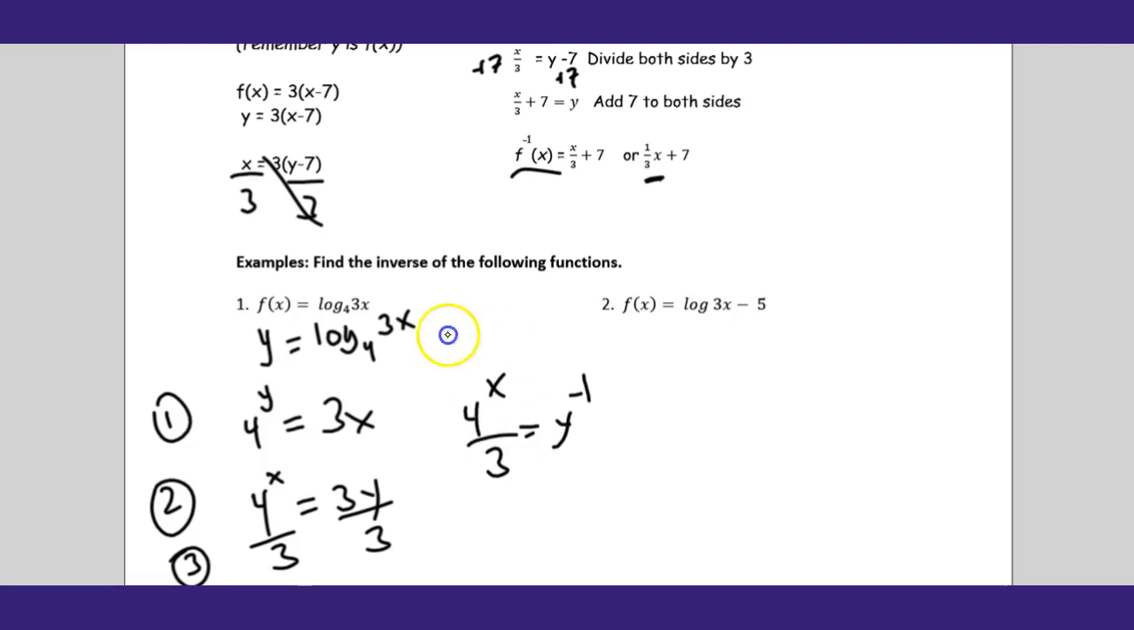And so remember where this right here, the domain is all real, and the range is y is greater than 0. Well, on this one, the domain is now x is greater than 0, and the range is all real numbers. They swap as well.